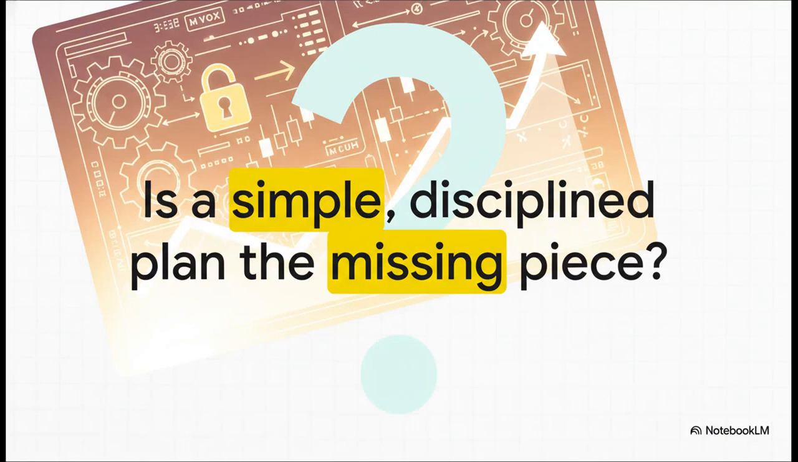And that brings us to the final thought here. We've deconstructed this entire blueprint, and what did we find? It wasn't some magical, complicated formula, was it? It was a simple, logical, and disciplined set of rules. It really makes you wonder, is all the complex stuff we chase in trading just a distraction? Could it be that a simple, disciplined plan like this is the missing piece you've been looking for all along?